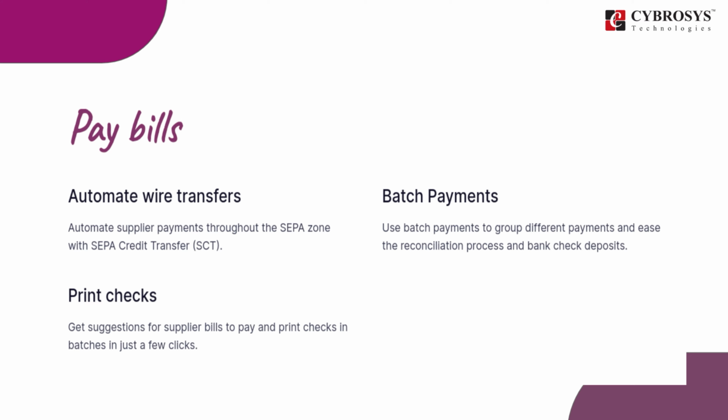Then regarding paying bills, we'll be having SCT, that is SEPA credit transfer, to make supplier payments through the SEPA zone. And there comes batch payment. Using batch payment, we'll be able to group the different payments and send them for reconciliation.